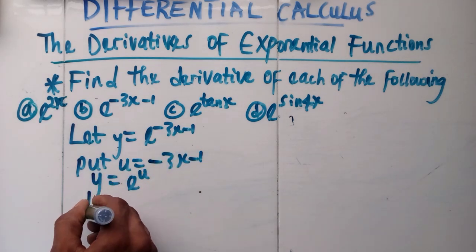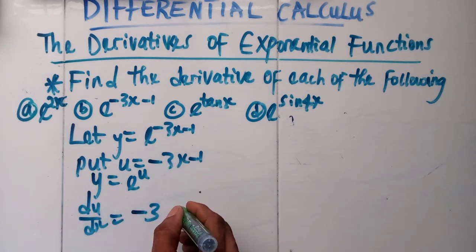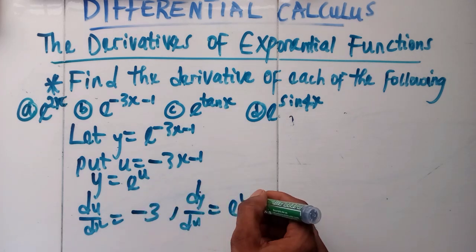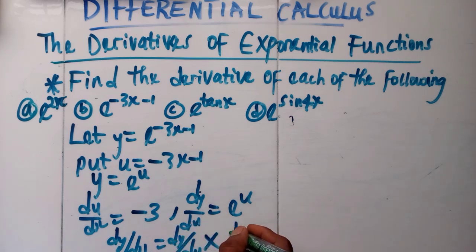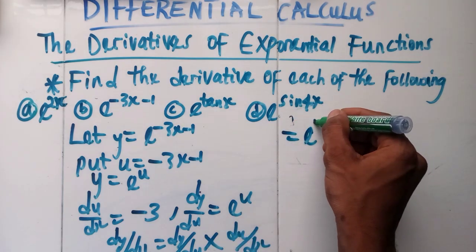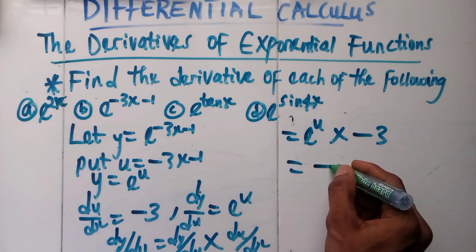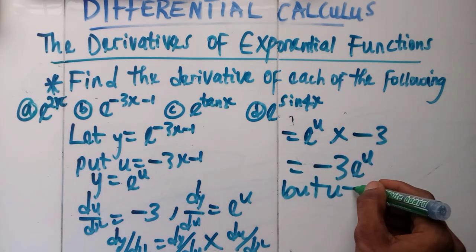Then you find du/dx. By differentiating this, you will have -3, and also dy/du. Differentiation of this will still give you e^u, so that dy/dx, from the chain rule, is dy/du times du/dx. This is e raised to the power u, multiplied by -3, which is du/dx, and that is -3e^u, but your u is what?